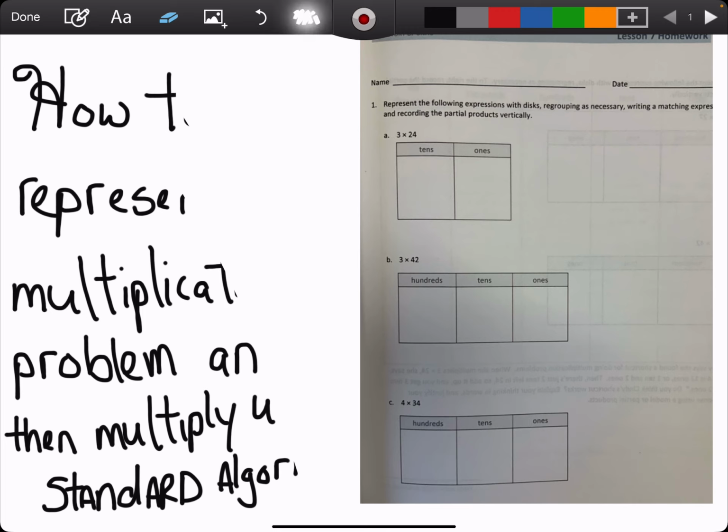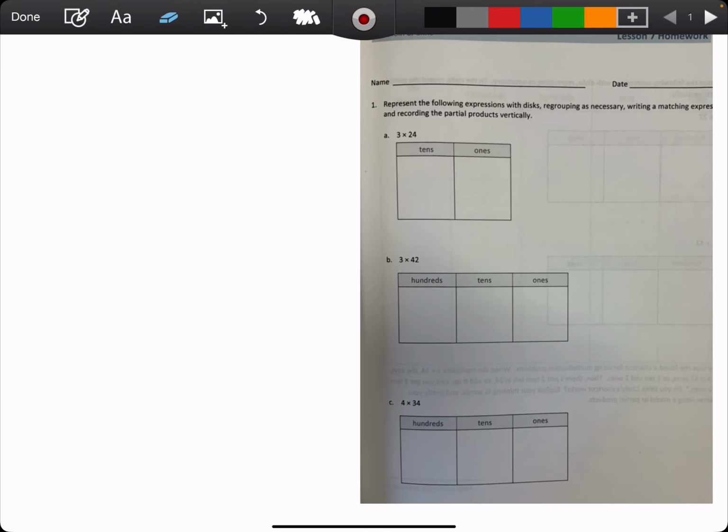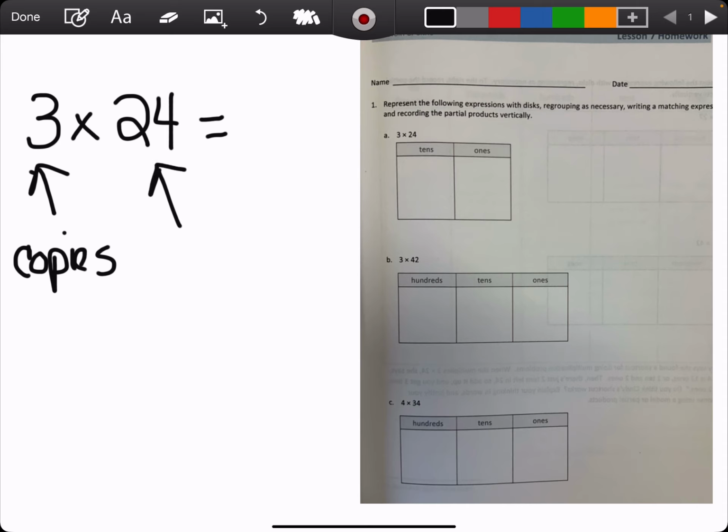So when we have 3 times 24, what that's really saying, and we'll look here, I'm going to put it over here. 3 times 24 is we have 3 copies of 24. And that's what we have right there. So 3 copies of 24.